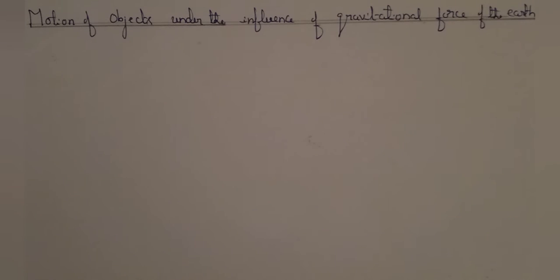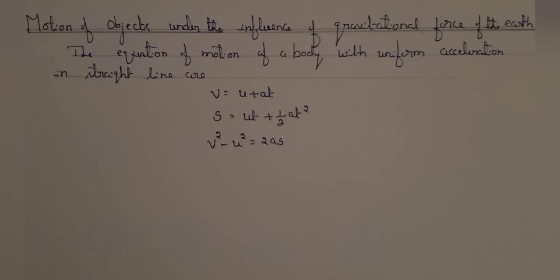Next, let us know about the motion of objects under the influence of the gravitational force of the earth. We know the equations of motion of a body with uniform acceleration in straight line are v is equal to u plus at, s is equal to ut plus half at square, and v square minus u square is equal to 2as. When any body falls freely under the gravitational force of the earth, then a is equal to small letter g. Therefore, the equations of motion of the freely falling body are given by v is equal to u plus gt, s is equal to ut plus half gt square, and v square minus u square is equal to 2gs.